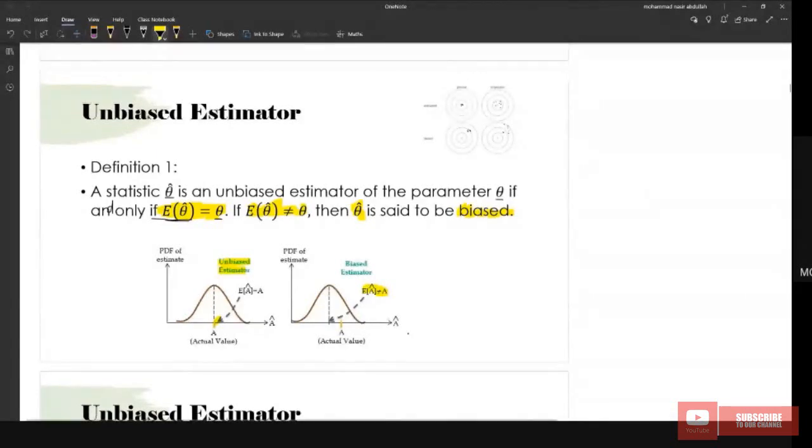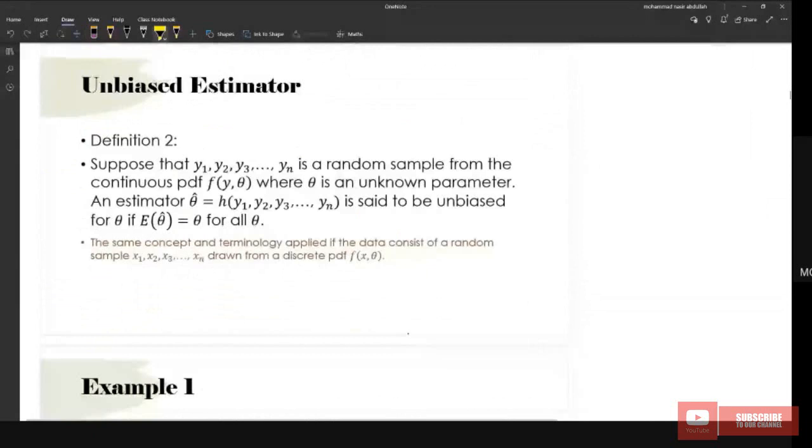So now look at definition number two. Under definition number two, suppose that Y1 until Yn is a random sample from a continuous PDF f(y; theta), where theta is an unknown parameter. So an estimator theta hat is unbiased if the expected value of theta hat equals theta for all theta, right? So this is a very clear definition, right?